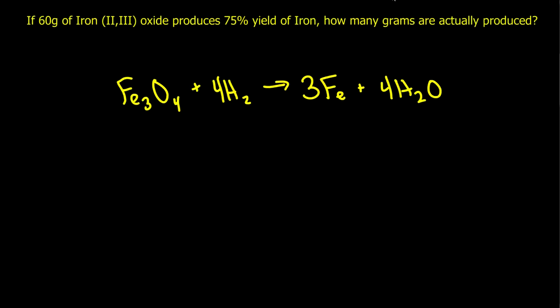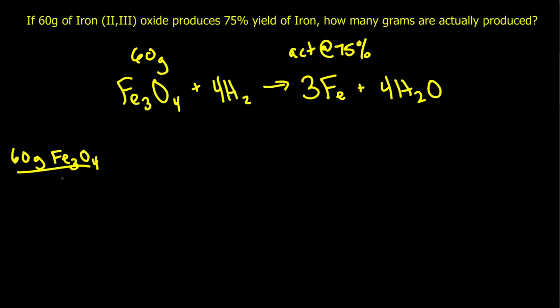Let's do another one. So if 60 grams of iron(II,III) oxide produces 75% yield of iron, how many grams are actually produced? All right. So I got 60 grams of this guy. And we produce an actual at 75%. So first we need to figure out what's our theoretical, so then we can plug it into our formula with our percentage. So let's do our general stoichiometry to figure out our theoretical.